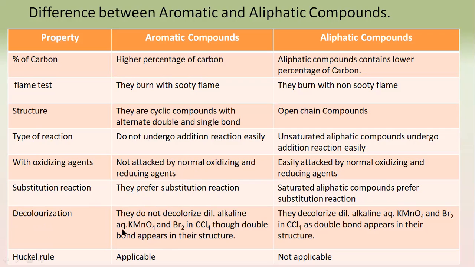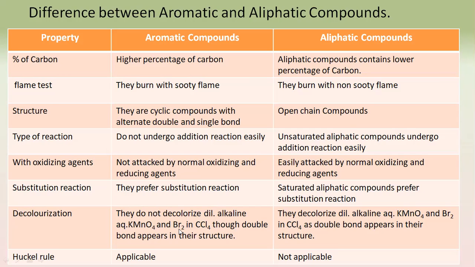Decolorization is a property that shows the difference between aliphatic and aromatic compounds. Aromatic compounds do not decolorize dilute alkaline aqueous KMnO4 solution, which is a dark purple color solution. They also do not decolorize Br2 in carbon tetrachloride. Though aromatic compounds contain double bonds in their structure, they do not decolorize the alkaline permanganate solution or Br2 in carbon tetrachloride. Carbon tetrachloride here acts as a solvent, and Br2 is a reddish brown color solution, so it does not decolorize benzene.